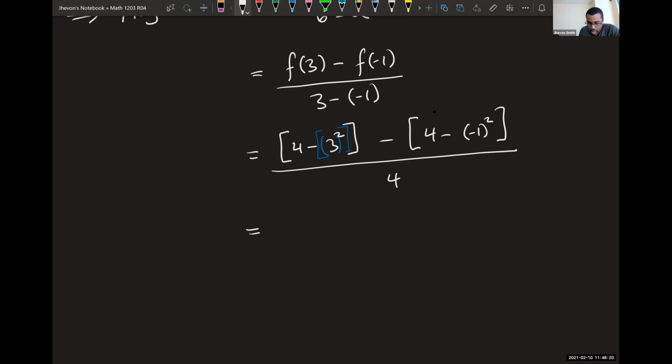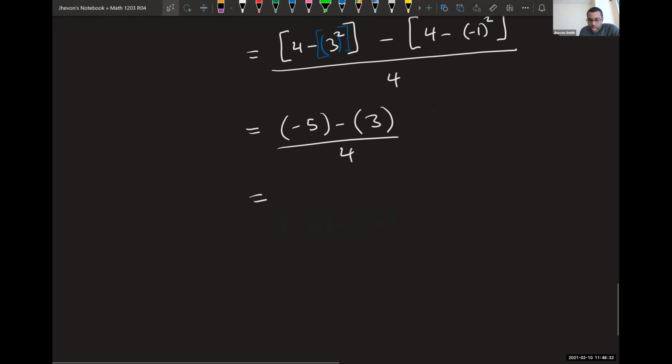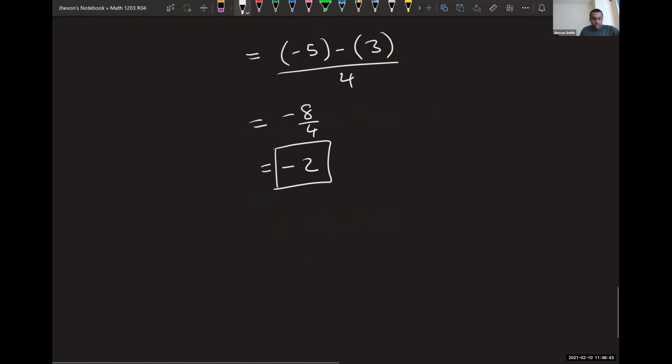So then we just calculate this. So this is 4 minus 9, that's minus 5, minus 4 minus 1, that's 3. So that becomes minus 8 over 4, or minus 2. And that's the average rate of change, right? So here's how we get that interpretation.